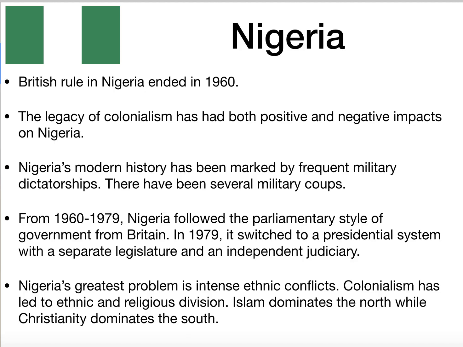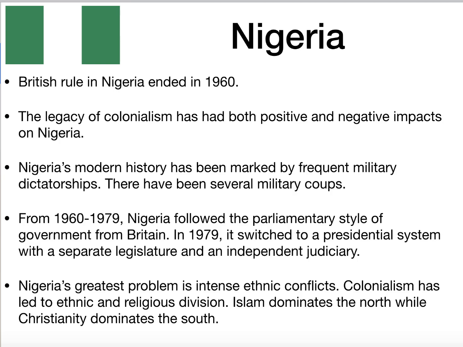Nigeria. Let's get right to it. Okay, Nigeria was a British colony for approximately 100 years. It received its independence in 1960. That legacy of colonialism has had both a positive and a negative impact on Nigeria. But its modern history has been marked by several military dictatorships and military coups. Fortunately, that has not happened recently, but there have been several throughout the time period.